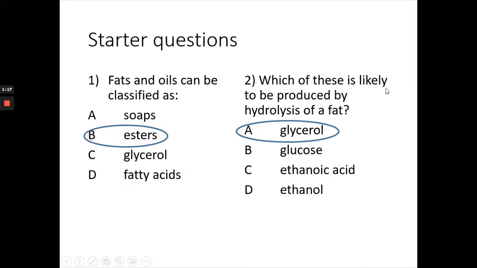And therefore, which of these is likely to be produced by hydrolysis of a fat? Well, if a fat is an ester of glycerol and fatty acids, the hydrolysis of that ester will produce glycerol and fatty acids. Fatty acids isn't on this list, but glycerol is the correct answer to that question.